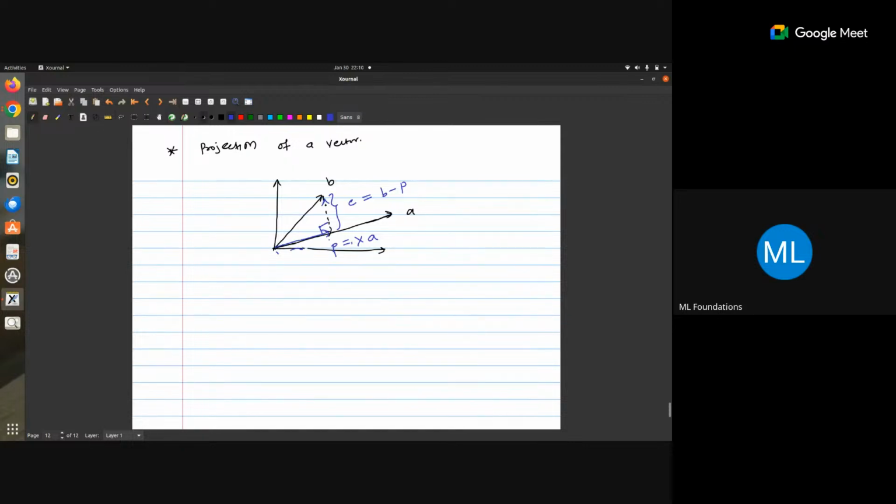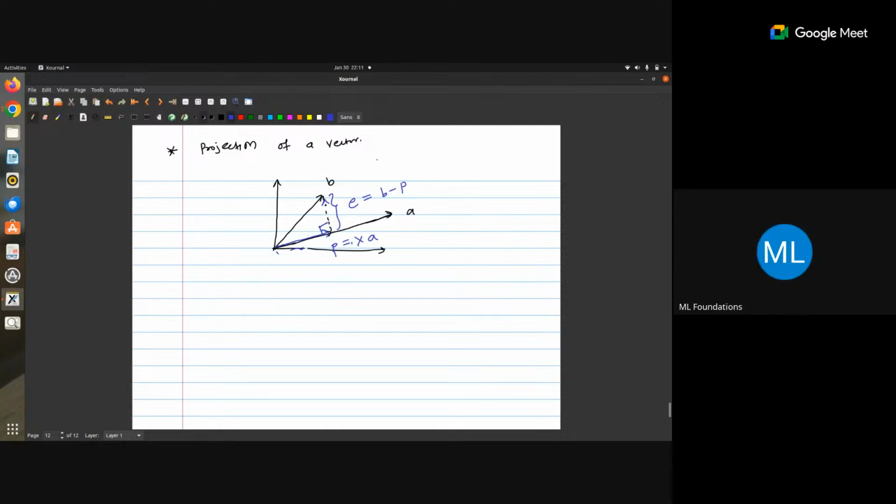Now this relation is fine, right? It's just basic vector addition. I'm adding these two vectors and getting B. So small p plus E equals B. I'm using that vector addition to define E, which is B minus p. But one more thing I know is that E is perpendicular to vector A, right? In vector terms, vector E is orthogonal to vector A.